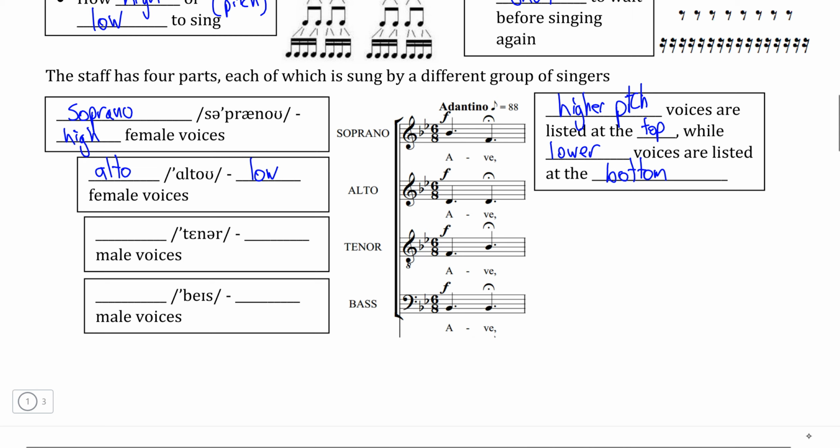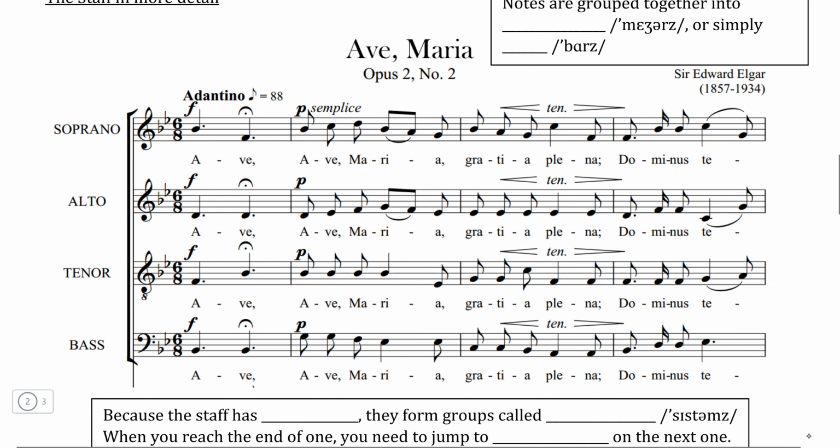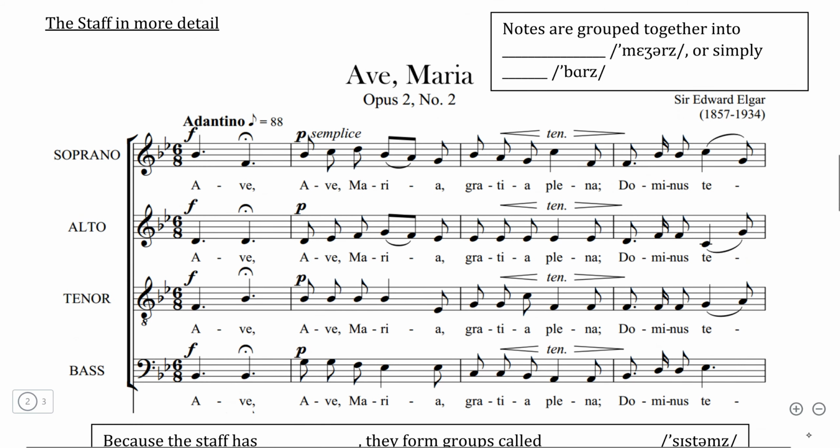So if you are a male singer like me, your voice type would either be a tenor, which corresponds to males with a high-pitched voice, or you would be a bass, which corresponds to male singers such as myself with a low-pitched voice. Now, the easiest way to practice reading the staff is to take a look at a piece of music and go over how to read the information within the staff.